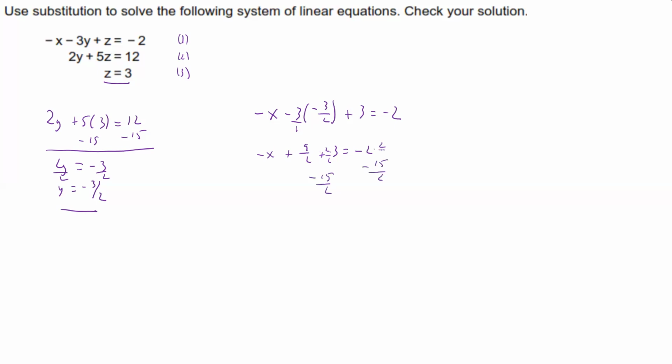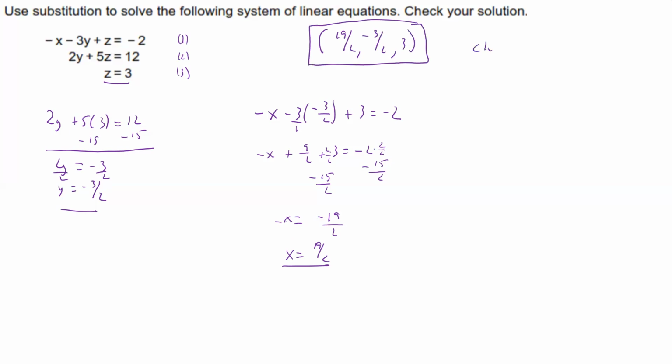Now this I have to multiply by 2 over 2, so it looks like negative x equals negative 4, negative 15, so it's going to be negative 19 over 2. But that's a negative x, so I need to multiply everything by negative 1, and so that gives me x equals 19 over 2. So now I've got x, I've got the y, I've got the z, so I say the solution is 19 over 2, comma, negative 3 over 2, comma, 3. That's what I'm saying is my solution.